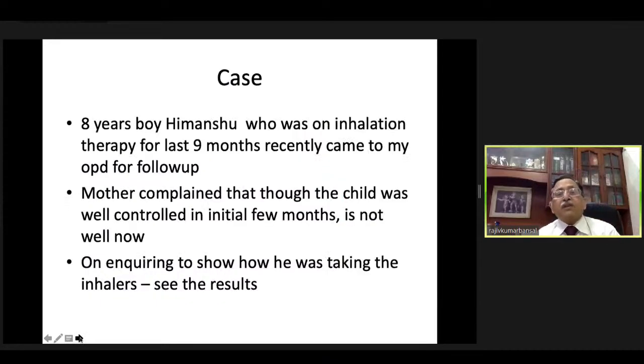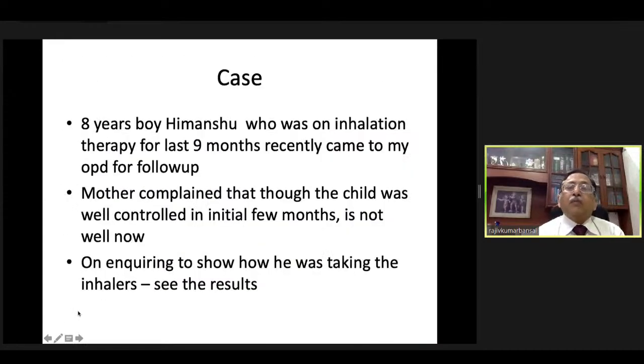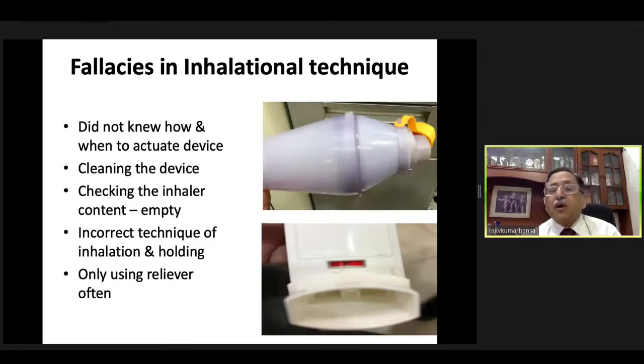Let me share a case which I just saw about 2 or 3 days back. It's an 8-year-old boy, Himanshu, who was on inhalational therapy for the last 9 months and recently came to me in the OPD for follow-up. The mother complained that though the child was well controlled in the initial few months, he is not well now. On asking him to show how he was taking the inhalers, now see the results. This is what his spacer looked like. It was a transparent spacer, and now it is all white, and the mother has not cleaned it for a long period of time.